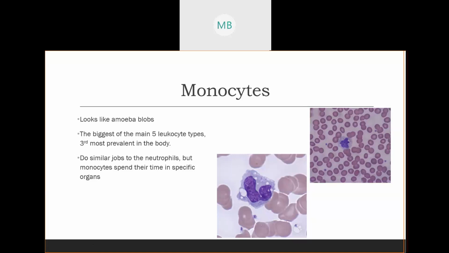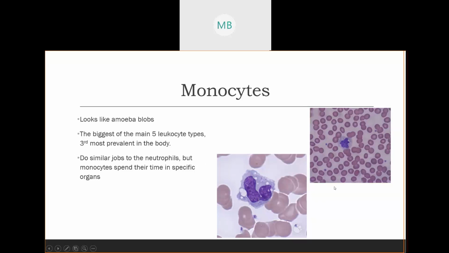Right? So monocytes pretty much do a similar job to neutrophils, but they tend to be organ-specific and home bodies. They stick around their home base. So you're more likely to see monocytes on cellular close-ups of other organs as opposed to just blood smears. But here you have a few monocytes just floating around.